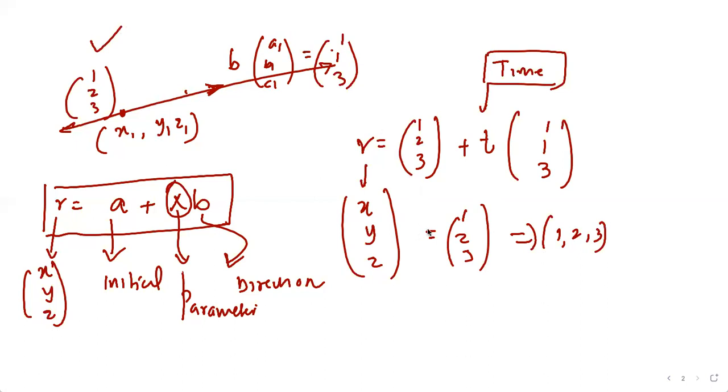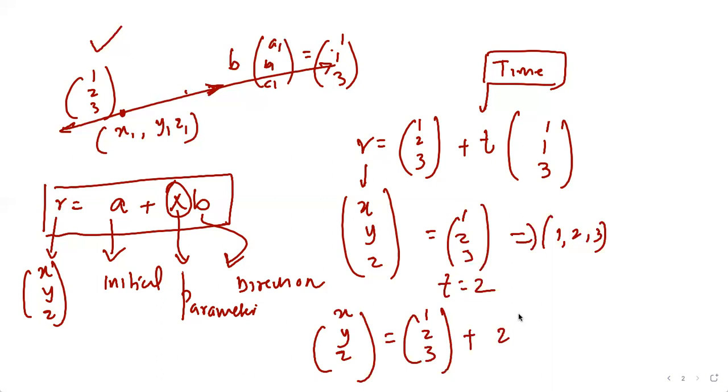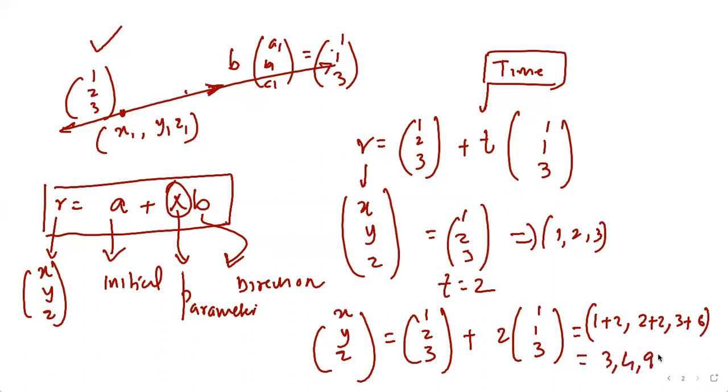Now, if I wanted to find out where the particle is after, let's say, 2 seconds, you plug in t as 2 here. So you're going to get x, y, z coordinate equals (1, 2, 3) plus 2 times (1, 1, 3). If you simplify this, it becomes (1 plus 2, 2 plus 2, 3 plus 6). So the final coordinate is (3, 4, 9).